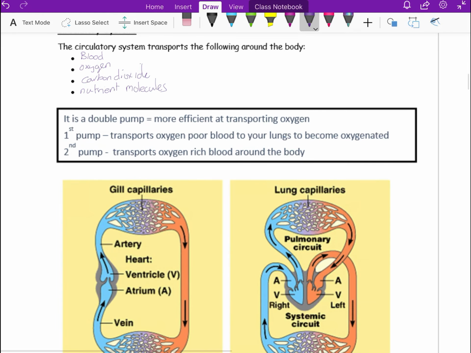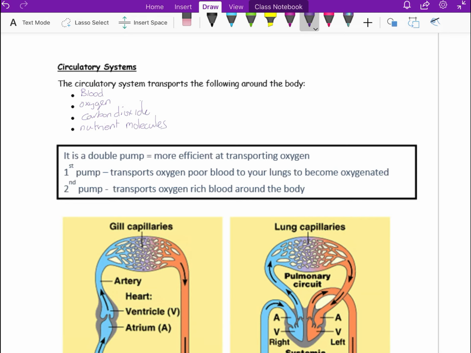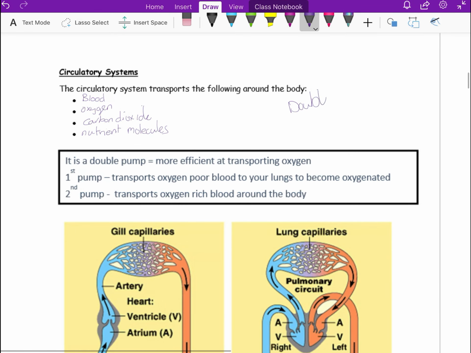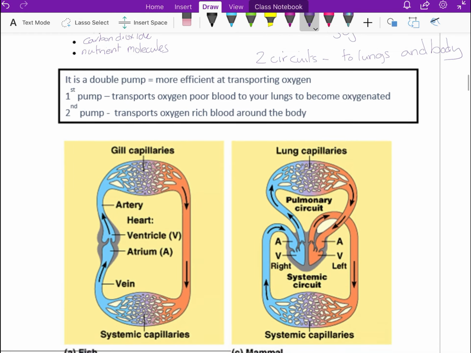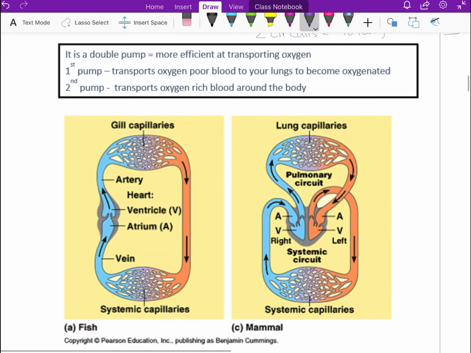So these two pictures here are a comparison between the circulatory systems of a fish compared to our own circulatory system. Now, our circulatory system is called a double circulatory system, and what that means is that it comprises two circuits. One that goes to the lungs and the second one that goes to the body. So we can see then that it can be referred to as a double pump. This is all about efficiency when it comes to transporting oxygen. So the first pump transports oxygen poor blood to the lungs to become oxygenated, and then the second transports oxygen rich blood around the body.